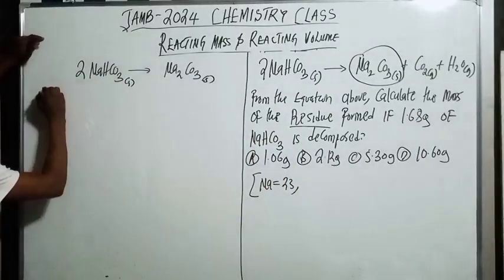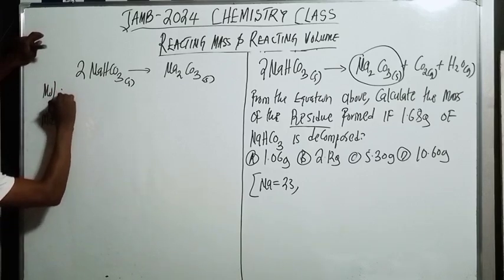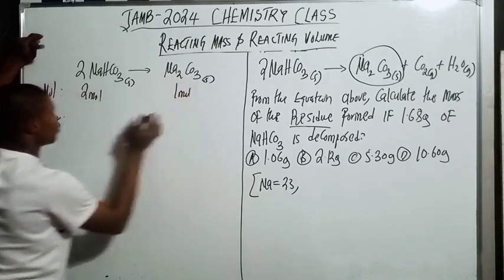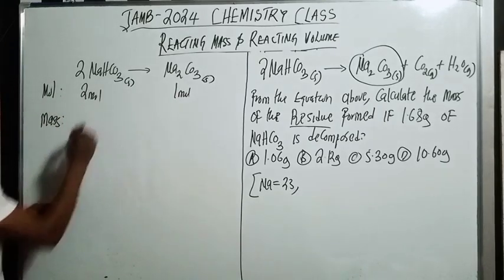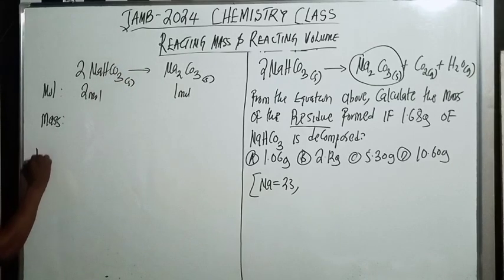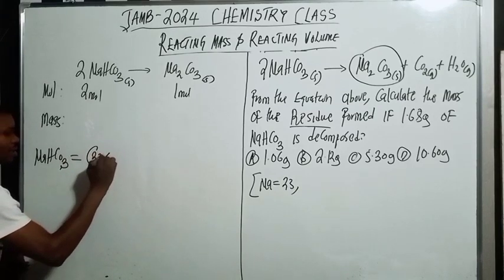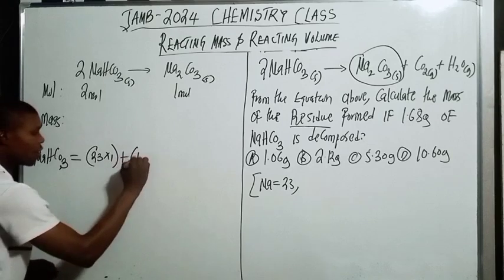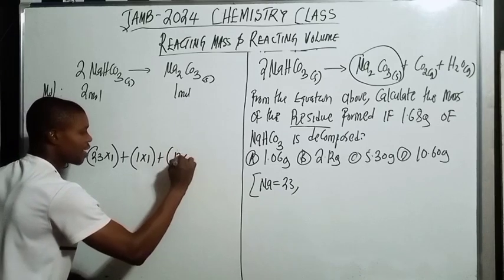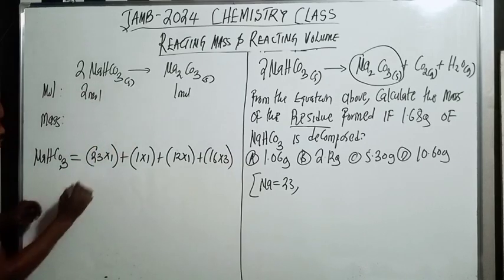So what we want to do is to write the balanced mole and mass. Here we have 2 moles. Here we have 1 mole, right? So let's look at the mass. We have to work out the molar mass of these compounds. So we have NaHCO3 equals what? It's going to be 23 times 1 plus 1 times 1 plus 12 times 1 plus 16 times 3. Okay.